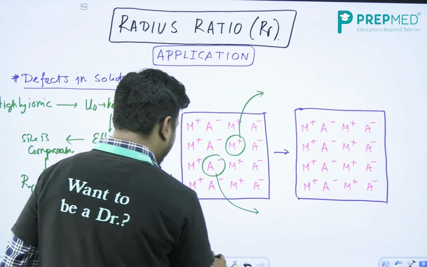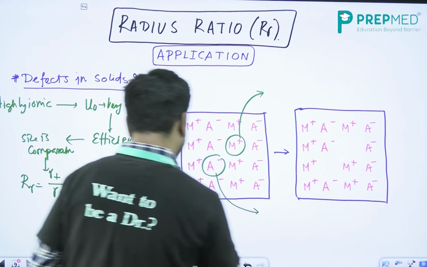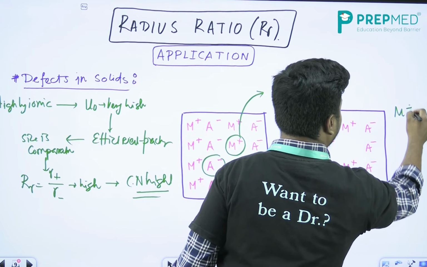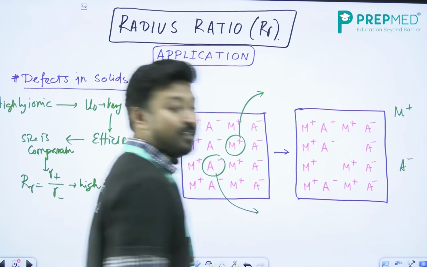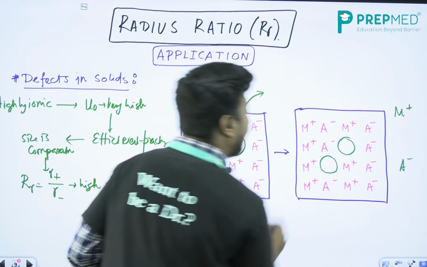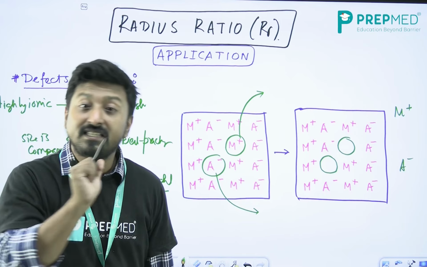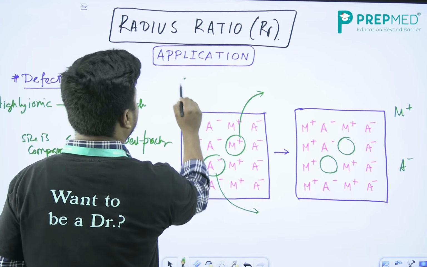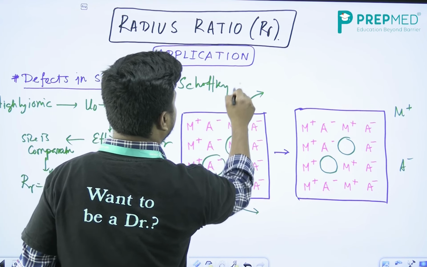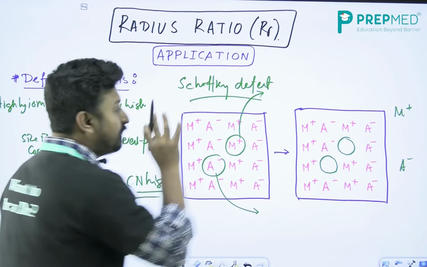So what will we get here? We will get one lattice vacancy here, and another lattice vacancy there. That means what comes outside? One M plus and one A minus. So what does it mean actually? Since it is creating a vacancy, the density of the crystal decreases. Now, this type of defect is called Schottky defect, which is a very, very important type of defect that happens in solids.